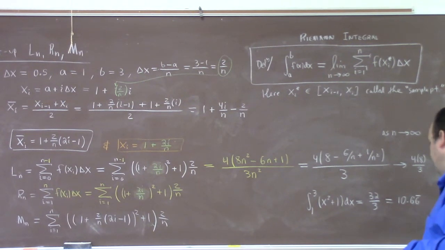Repeating, yeah. That's the exact area. I think we did pretty well with M4. M4 was 10.65. That's not bad for just 4 approximating rectangles. We were pretty close, given the amount of calculation we did, right?